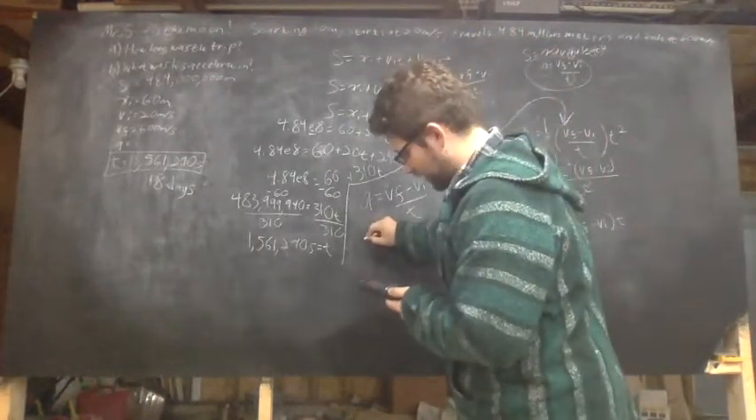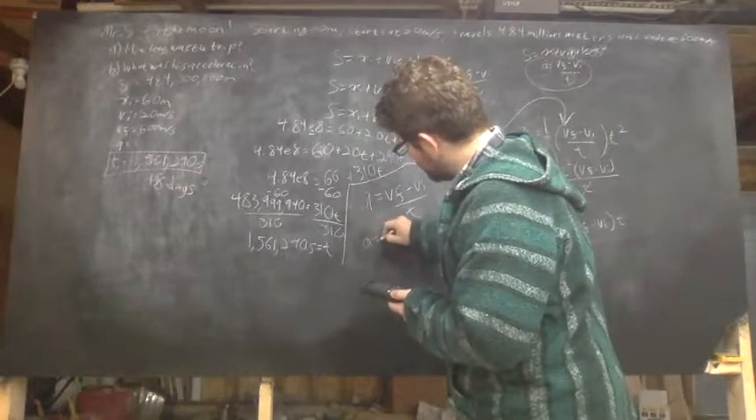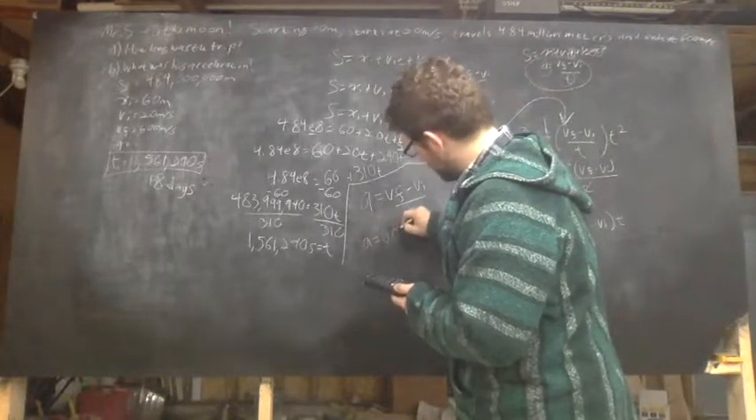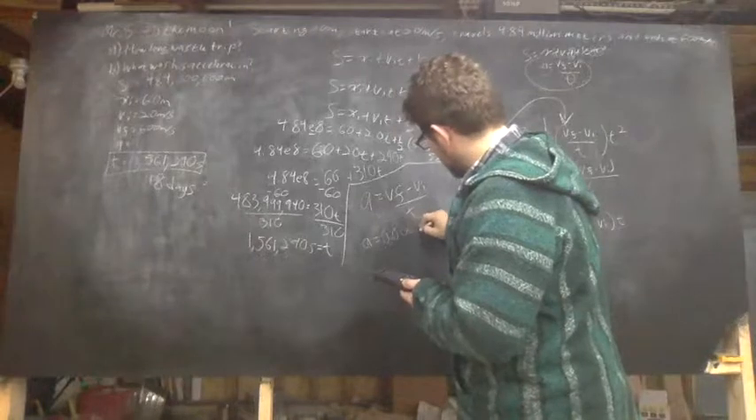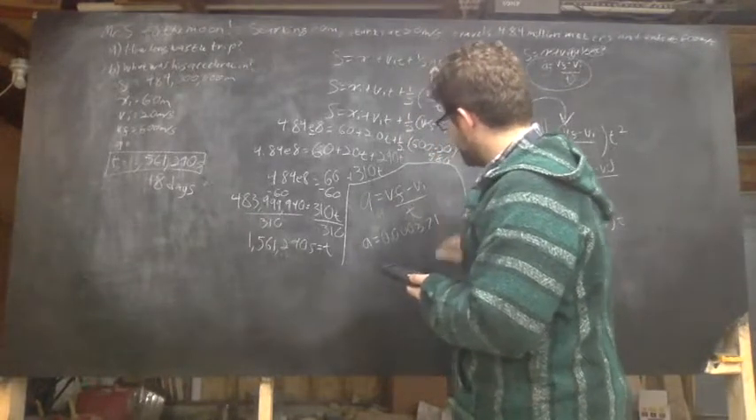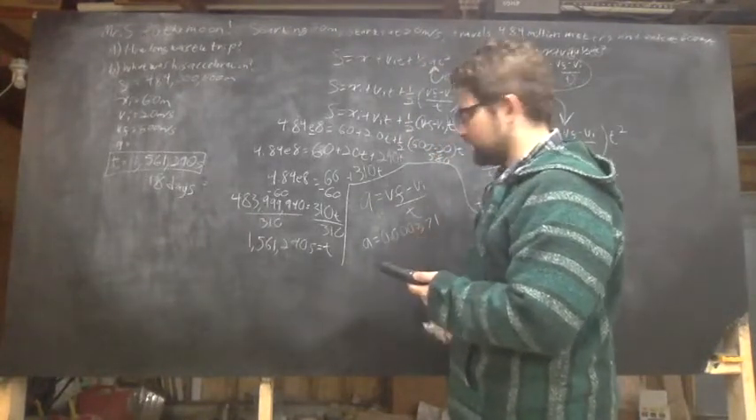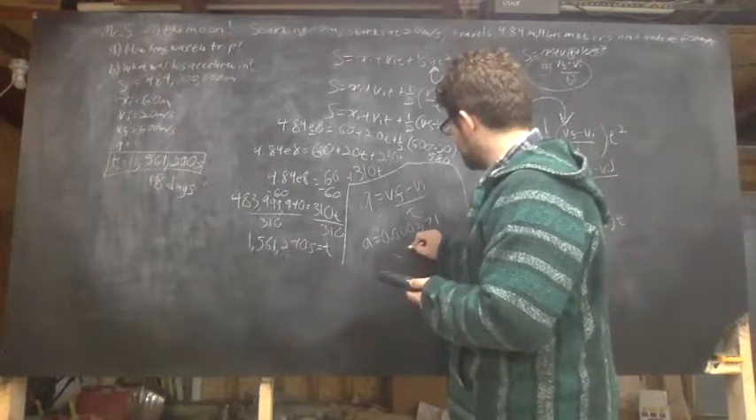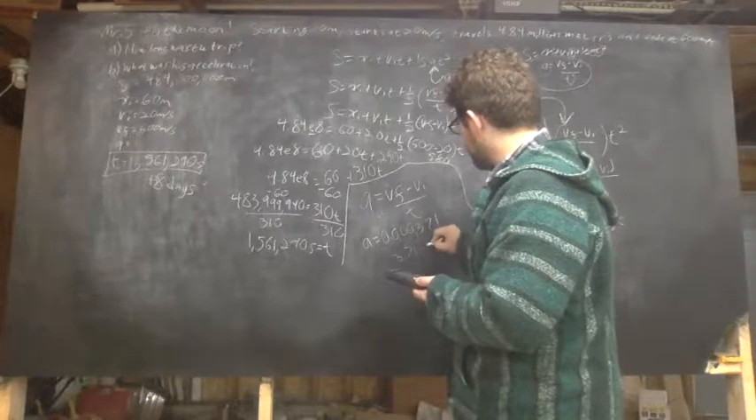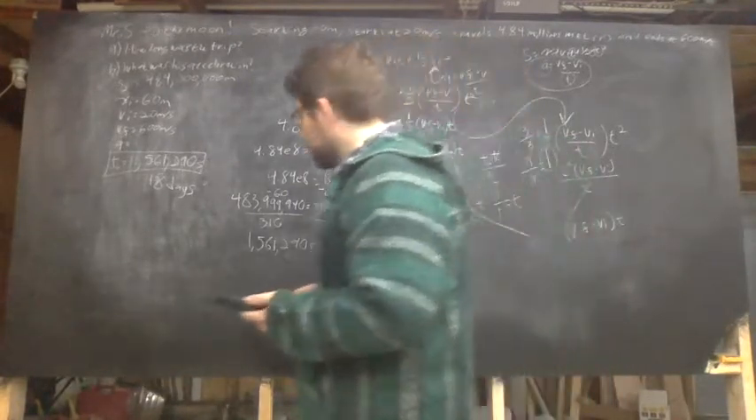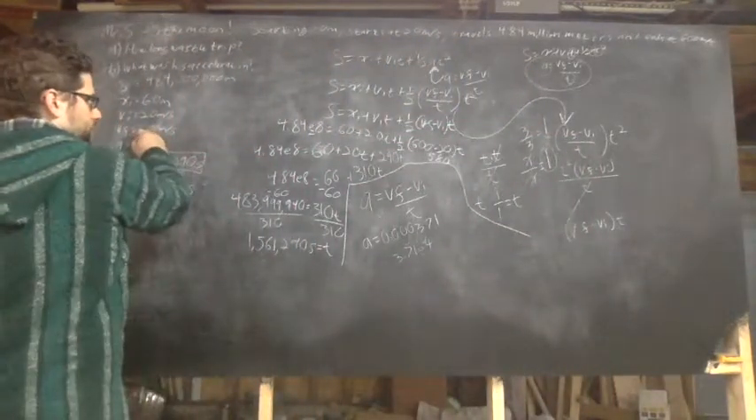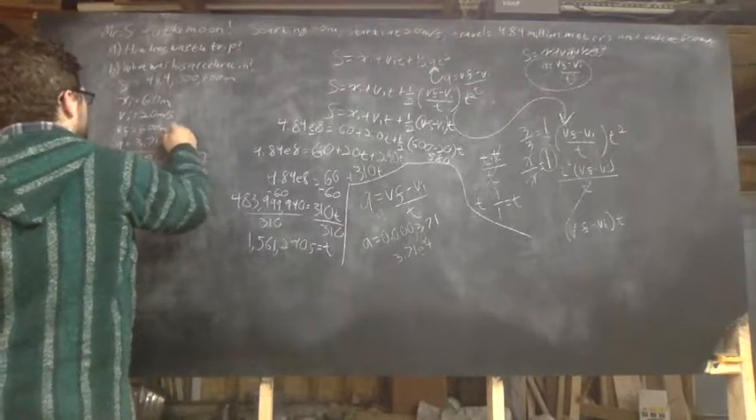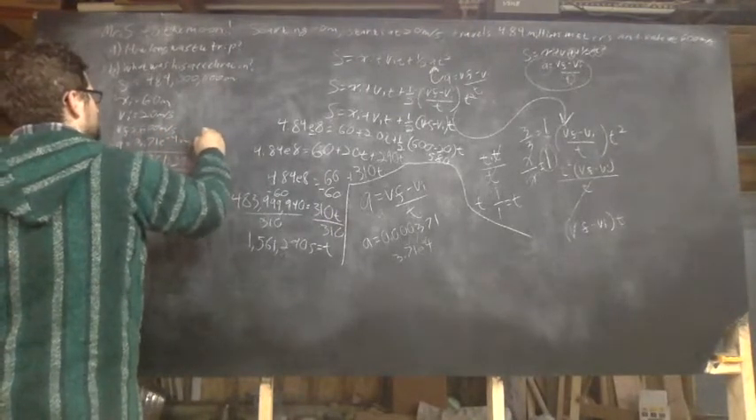That's actually going to give us an acceleration equal to 0.000371. And we're going to write that in scientific notation. It's going to be 3.71 e negative 4. Okay. 3.71 e negative 4 meters per second squared.